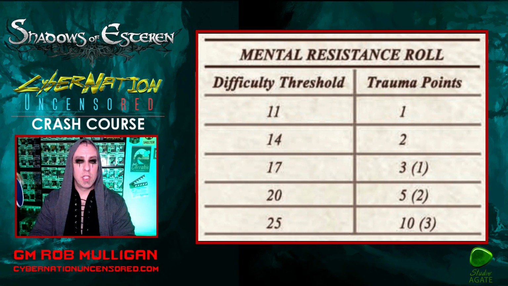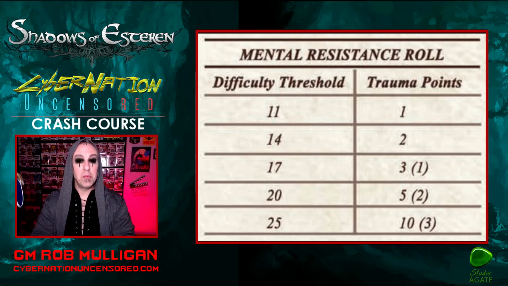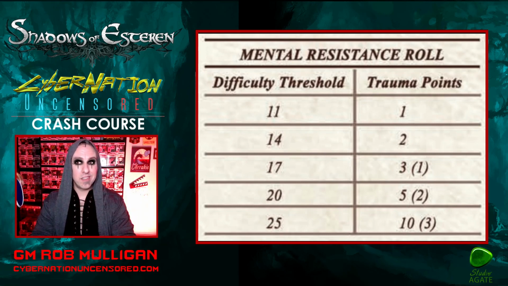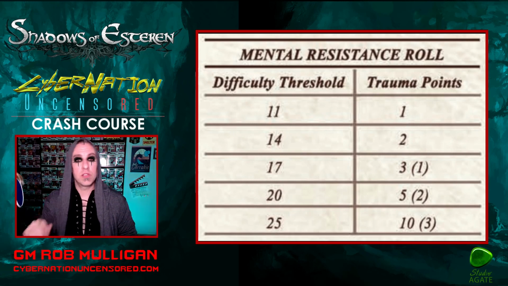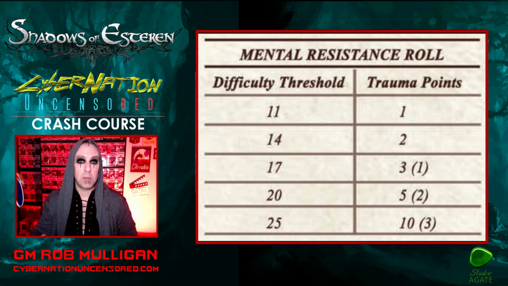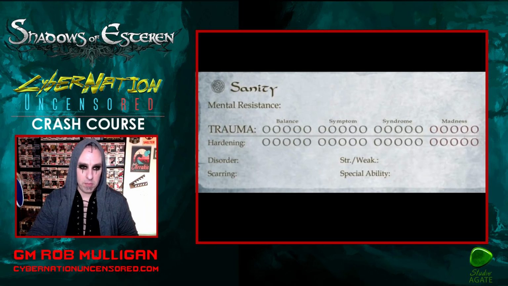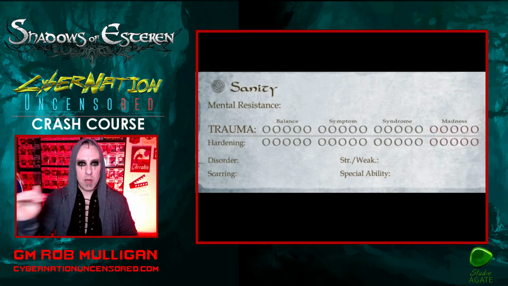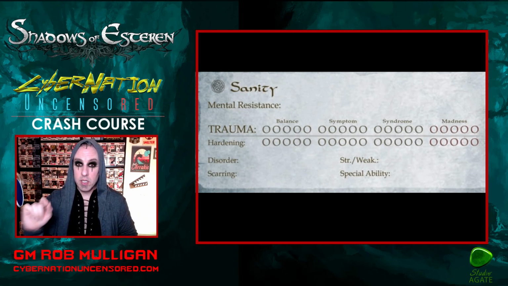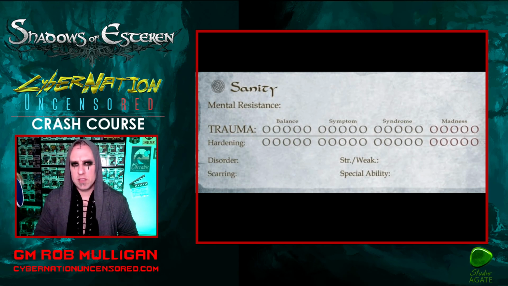When you do one of these checks, you take your mental resistance stat and you add a d10 to it. If you meet or beat the threshold, you basically don't take any trauma points unless there's some in parentheses. You automatically take the ones in parentheses even if you succeed, unless you have a critical success. If you roll a 10, it's considered a critical success, in which case you don't take any trauma points at all, but you do take a hardening point. So you'll see underneath this trauma point section, there's hardening, and you're going to check those off as you go.